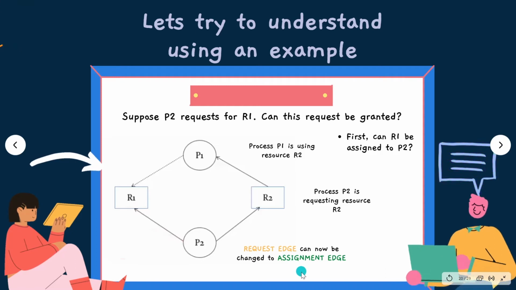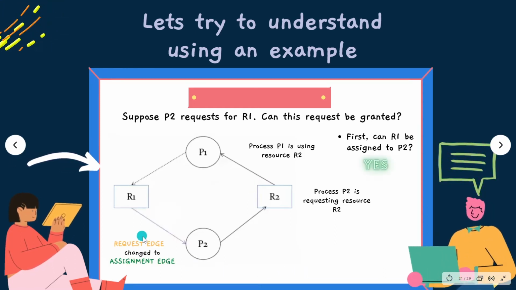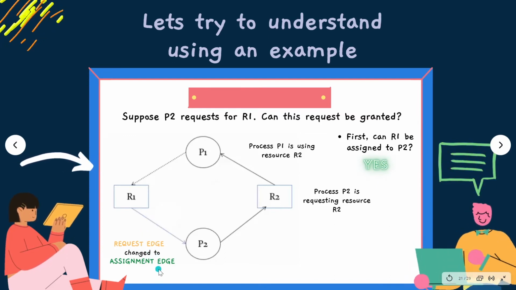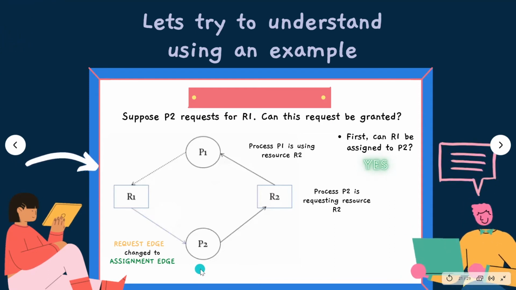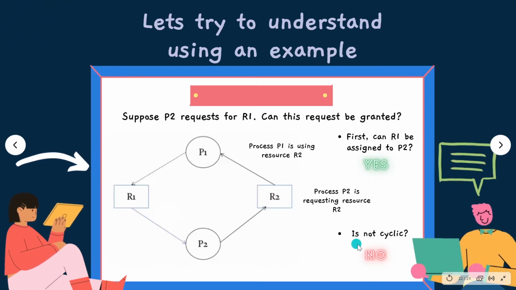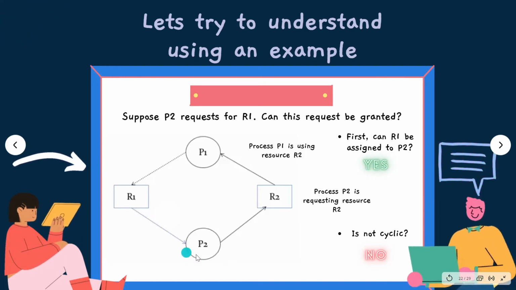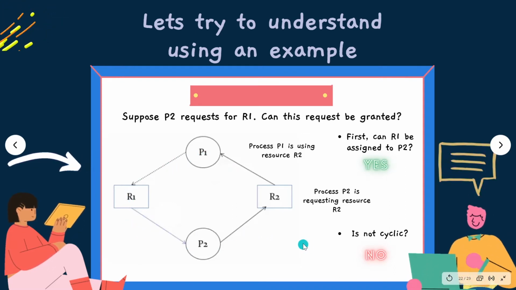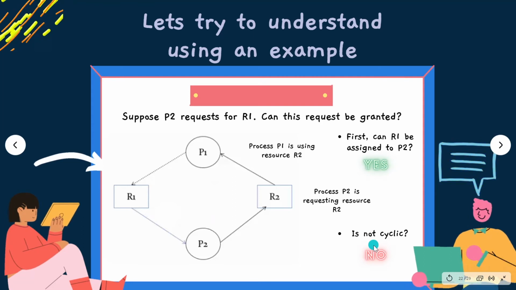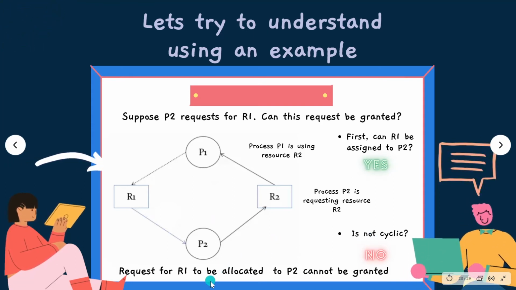Request edge can now be changed to assignment edge. Alright, so request edge has been changed to assignment edge, and the resource R1 is now assigned to P2. The next question we have to ask ourselves is, is it not cyclic? So if we look at the graph, we can see that the arrows are forming a complete circle, and so it is not true, and this is cyclic, and as a result, request for R1 to be allocated to P2 cannot be granted.